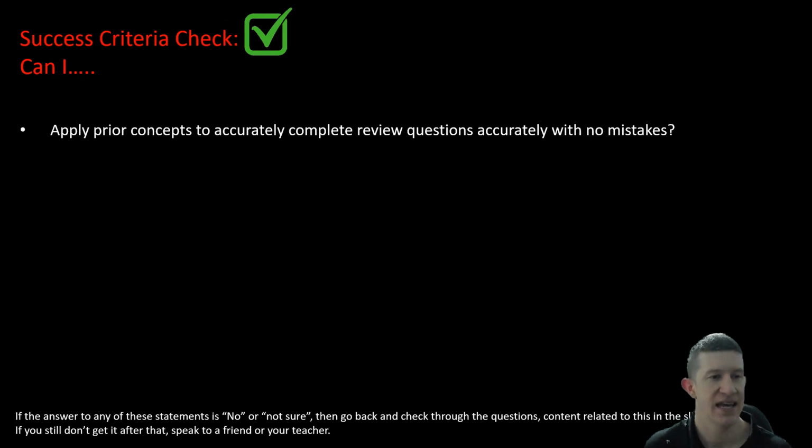So success check. Can I apply prior concepts to accurately complete all of the review questions with no mistakes? And like I said before, if you made one, find that section and do 5 questions from it just to reinforce that you know how to do that, and we get into that habit of spotting what to do here.